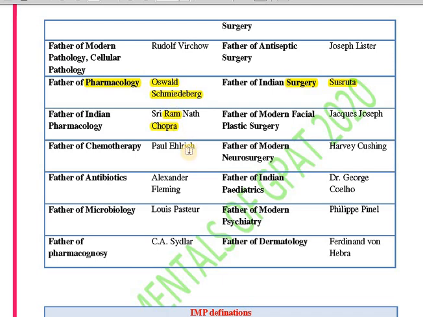You must remember. Then next one is the father of chemotherapy. This is important. Who is the father of chemotherapy? Paul Ehrlich. Then the father of antibiotics is Alexander Fleming. Then next one is the father of microbiology. Louis Pasteur is known as the father of microbiology. Remember this.